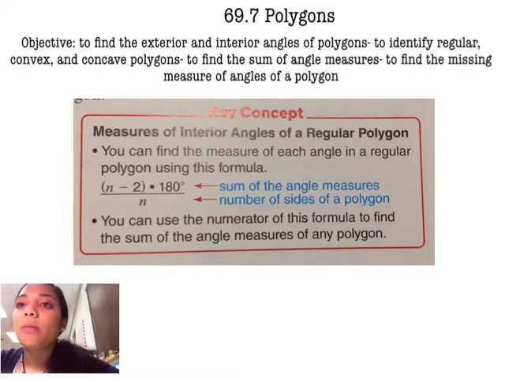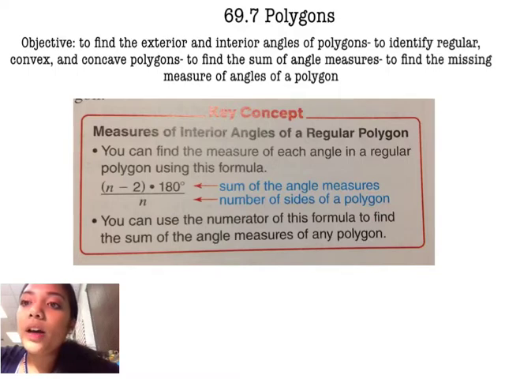So the key concept is to find the measures of interior angles of a regular polygon. You can find the measure of each angle in a regular polygon by using this formula. You can use the numerator of this formula, which is the top number, to find the sum of the angle measures of any polygon. So if your question is only asking for the sum, then you only have to use the numerator.